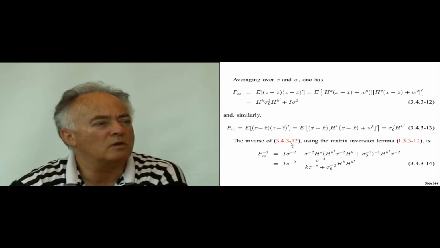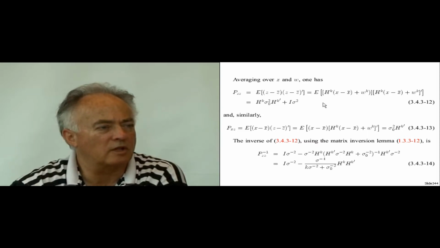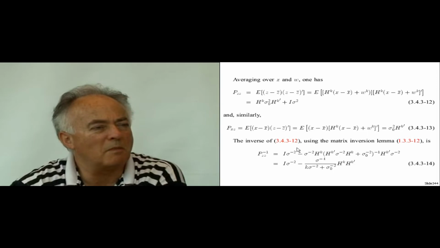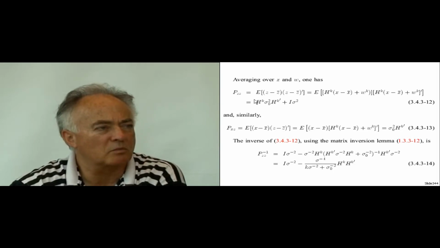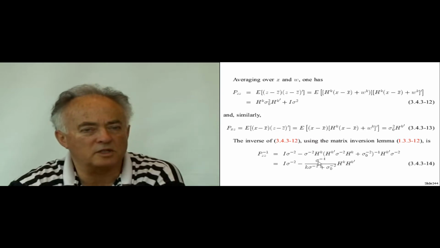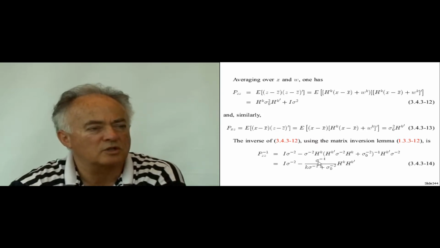And now we need the inverse of what we have in equation 12. We use the matrix inversion lemma again. So the inverse of this matrix is I sigma to the minus 2 minus sigma to the minus 4 over K sigma to the minus 2 plus sigma 0 to the minus 2 H transpose, where sigma square is the variance of each measurement noise. Sigma 0 square is the variance, the prior variance of that parameter X, a scalar.